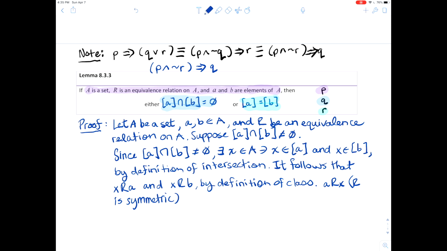And what do we get from that? Since aRx, and what else do we have? xRb. What can we assume? Beautiful. aRb. That's because R is transitive.